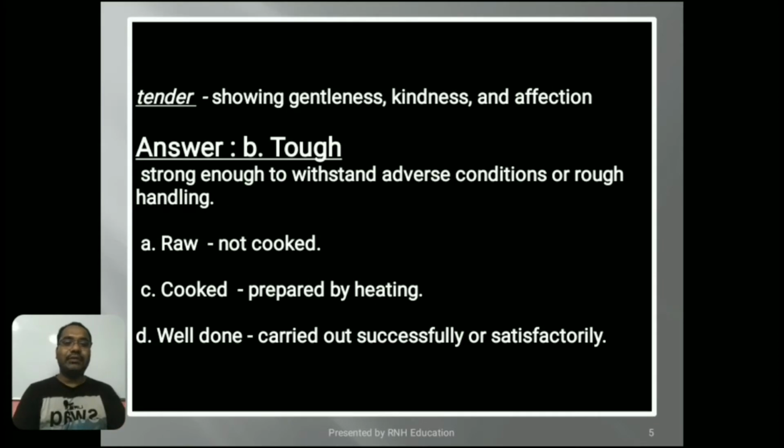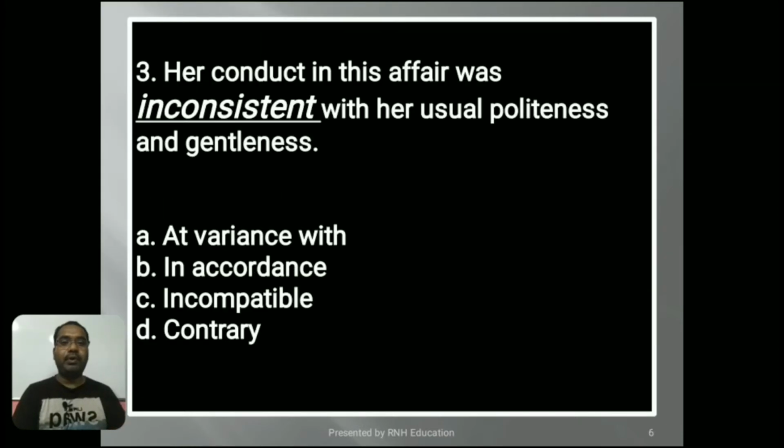At first, take the word tender. Actually, tender means showing gentleness or kindness and affection. So the right opposite word should be tough, option B. Tough means strong enough to withstand adverse conditions or rough handling. And the other 3 options were raw, that means not cooked. Option C was cooked, that means prepared by heating, and option D was well done, that means carried out successfully or satisfactorily. Now going to the next question, that is question number 3.